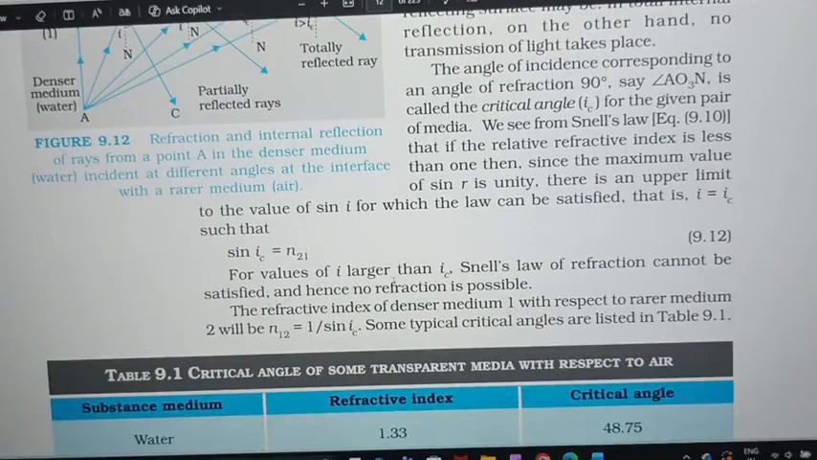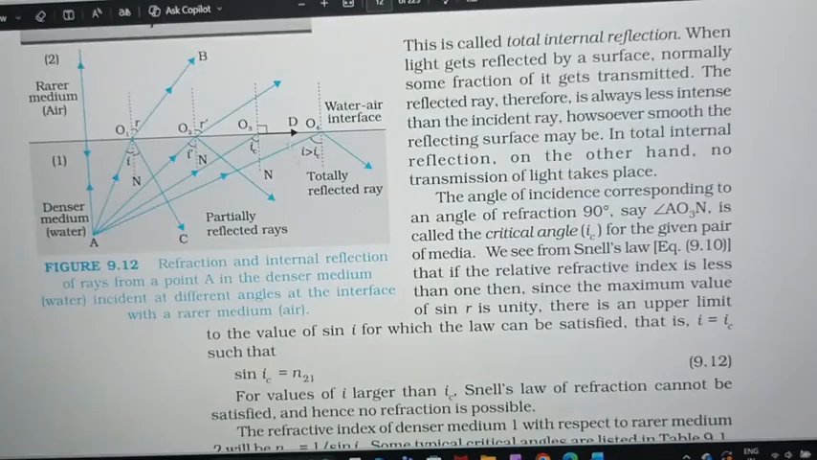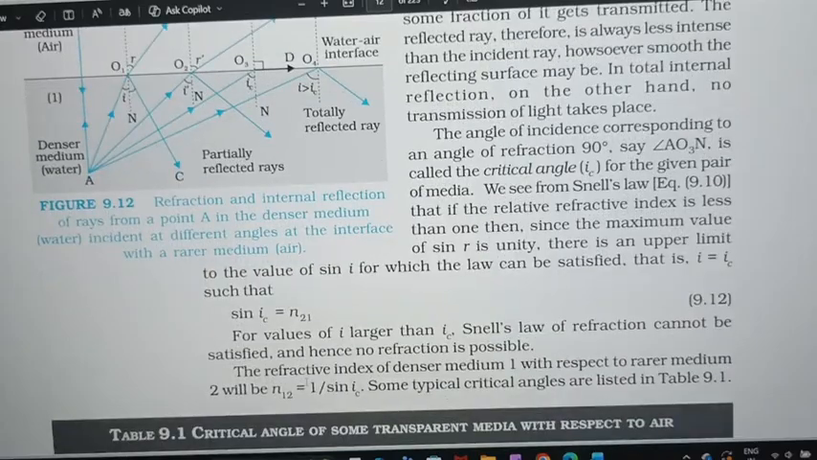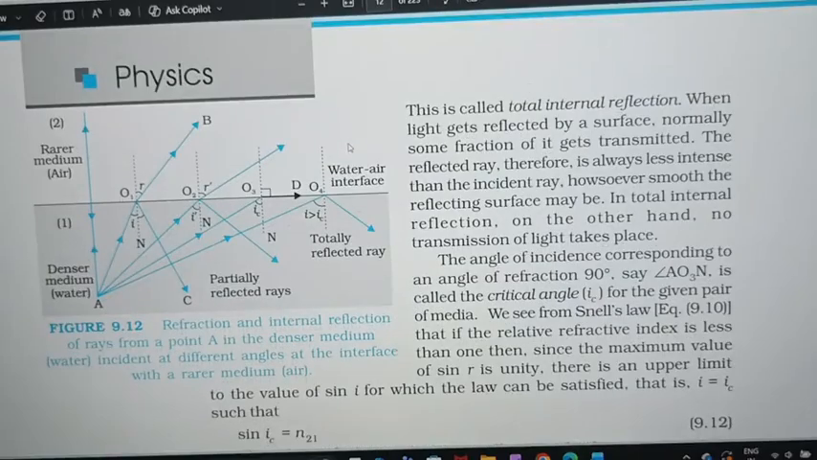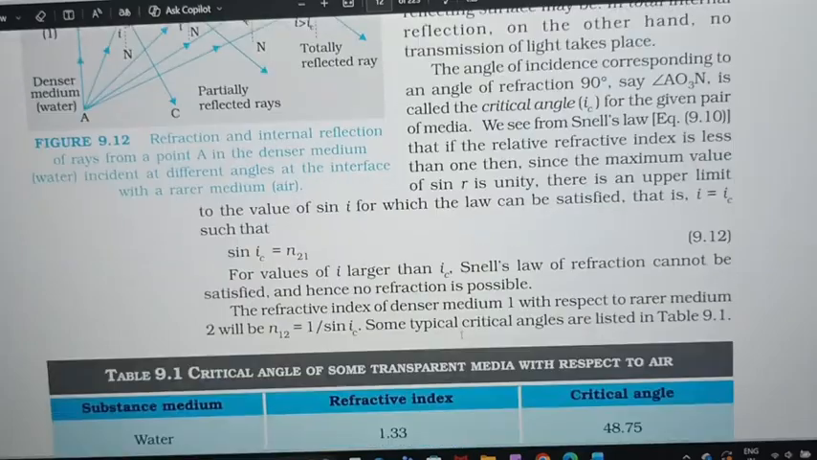Now for values of i which are larger, basically when the angle of incidence is going to be greater than the critical angle, total internal reflection takes place, no refraction is happening, no light is lost into the other medium. Then Snell's law of refraction cannot be satisfied. Obviously, if refraction is not taking place, there is no angle r, so Snell's law cannot work, because sin i by sin r has r as 0 and the denominator is 0, meaning it's not defined. So Snell's law cannot work if the angle of incidence is greater than the critical angle. Angle of incidence, if it is greater than critical angle, total internal reflection will take place.